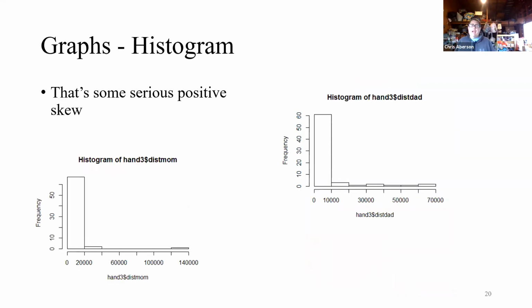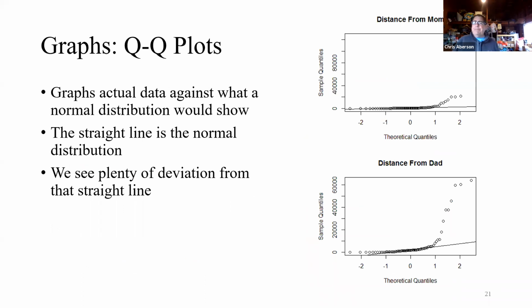Again, you can see how everything's piled up down at the bottom part, indicating positive skew. QQ plots I like. This graphs the actual distribution, which are the dots, against what a normal distribution would show, and that's what the straight line is. And in both of these cases, you can see lots of deviation from the straight line, indicating that our data are skewed.